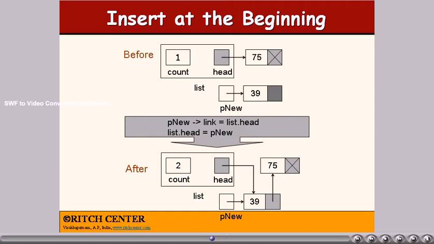And then the statement P new arrow link is equal to list.head is executed. Currently, list.head is pointing to the node having 75. Thus, the node having 75 becomes next to this new node. And then the statement list.head is equal to P new is executed. Thus, the new node that we have created, that is 39, becomes the head of the linked list. You can see the slide where we have done the adjustments.